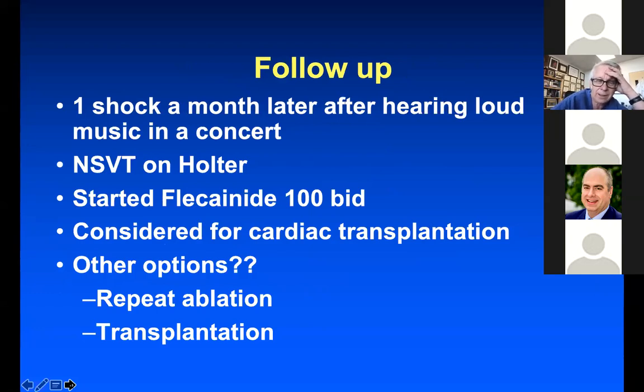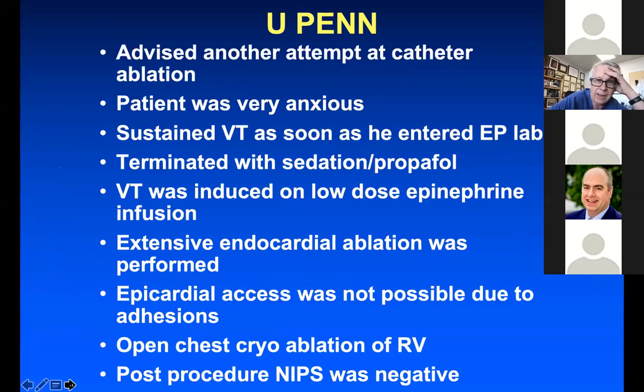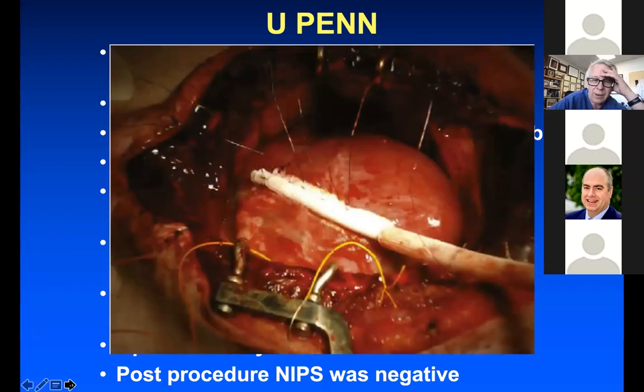So we said, well, let's send him up north to Penn. So he was sent up there. He went into VT just entering the lab. Harry went up for this procedure to see what they were doing up there. Terminated with sedation, propofol. VT was induced, extensive endocardial ablation. They couldn't get into the epicardium because of scarring, so they opened his chest, did a cryo of the RV. So here's the cryo picture from up there at Penn, and we went all the way. Beautiful, negative EP study post-procedure.